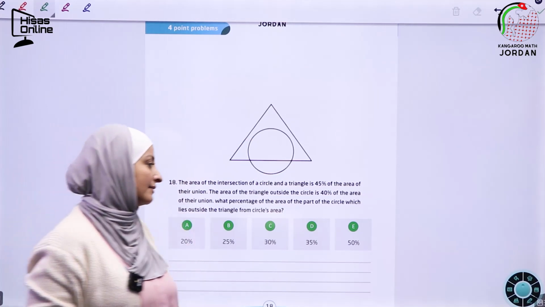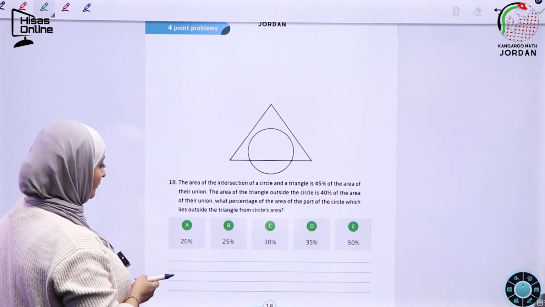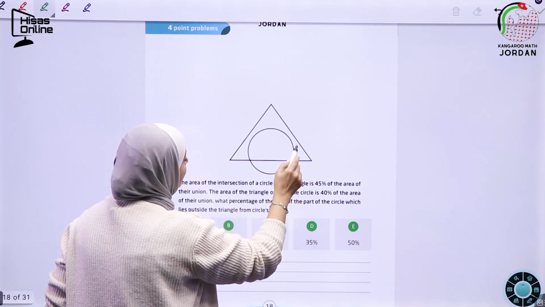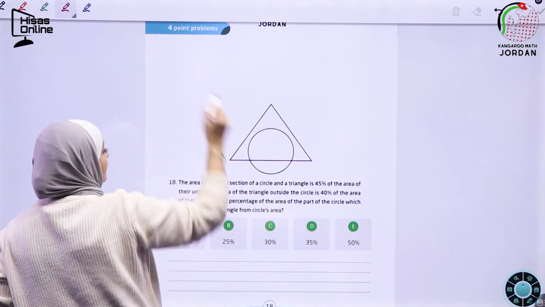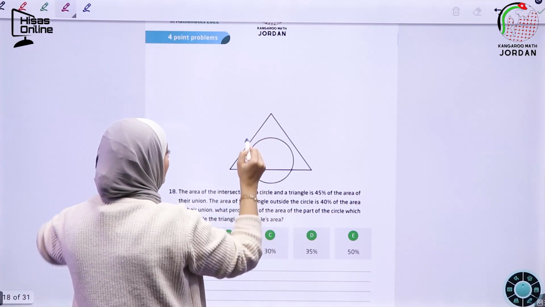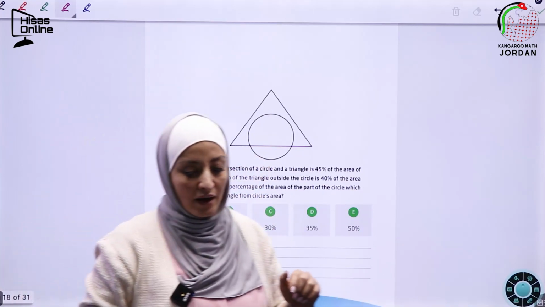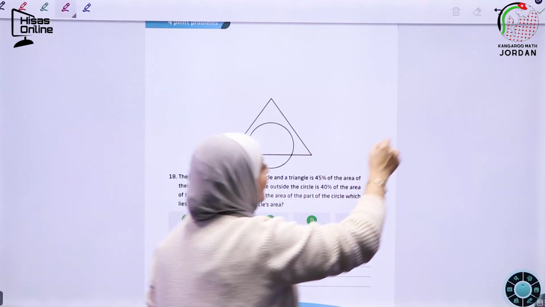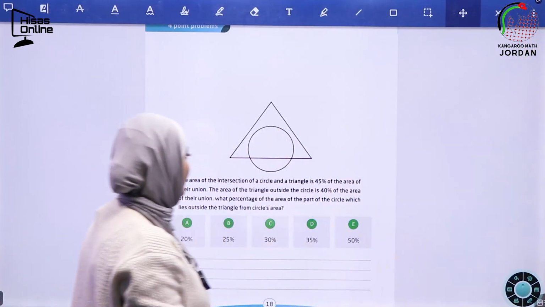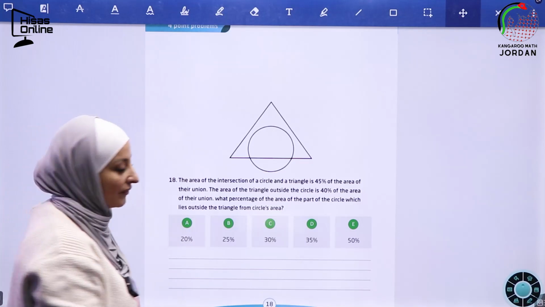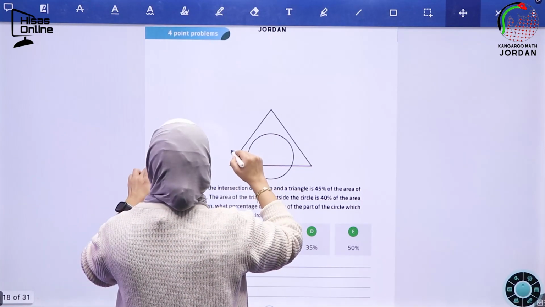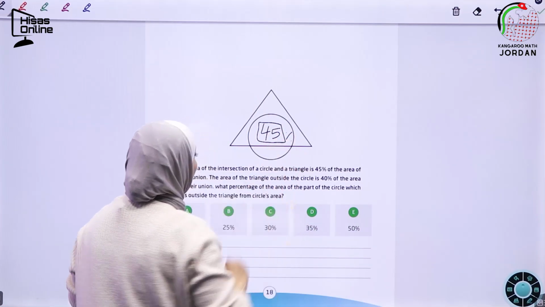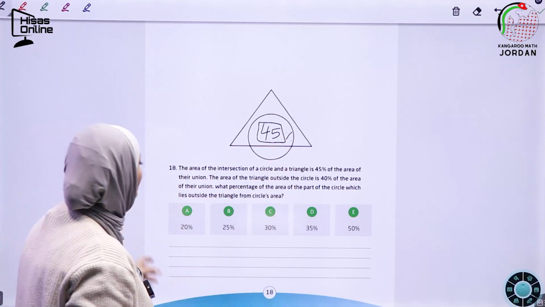Okay, let's read the question and see what to do. The area of the intersection of a circle and the triangle is 45. Oh God, this is a 45% of what? It's 45% of the area of the union, their union.